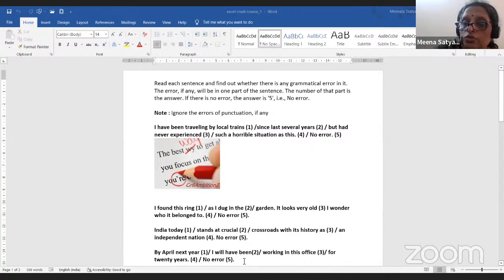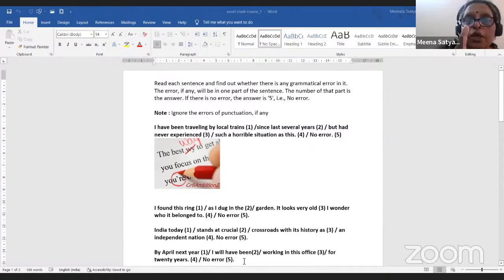So in case there was no error, you would have written 5, which tells you no error. In case there was an error in 2, you will have to write 2. In case there was an error in 3, you will say 3. So whatever it is, I have been traveling by local trains and then they have given you the options. I'll show it to you how it is. So now what happens here is the error could be in tenses.